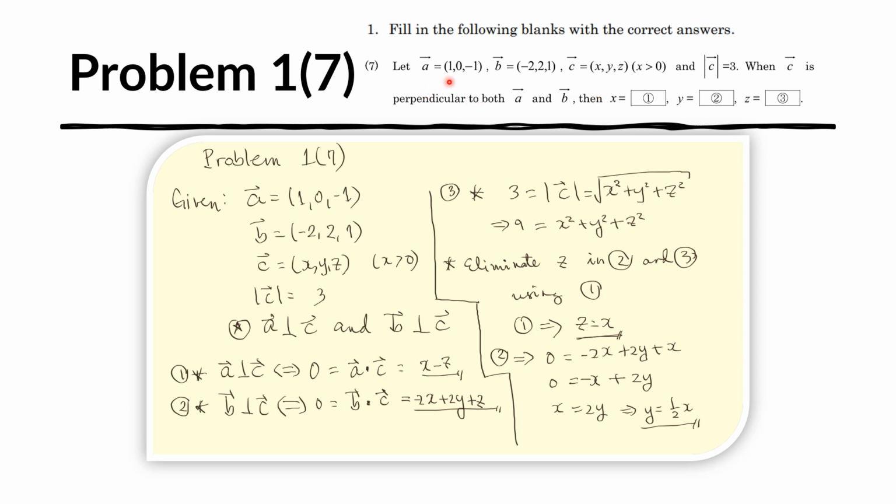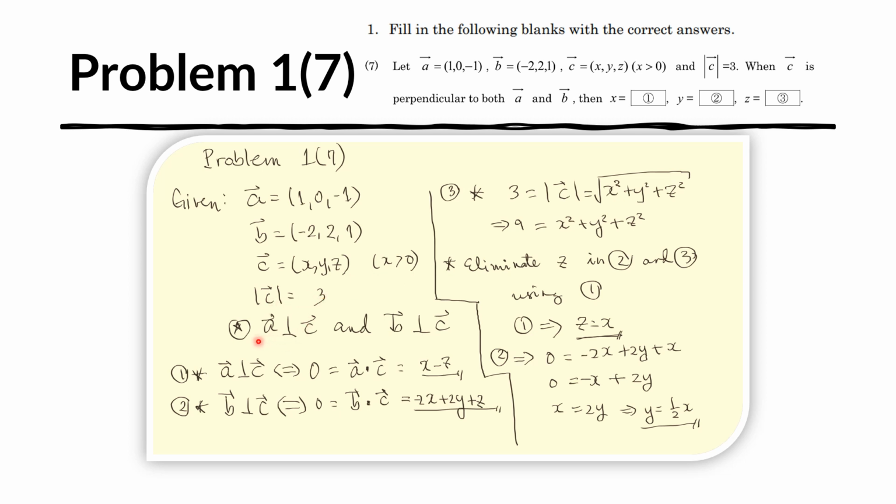Let a equal (1, 0, minus 1), b equal (minus 2, 2, 1), c equal (x, y, z), where x is greater than 0, and the magnitude of c be 3. When c is perpendicular to both a and b, then x equals blank, y equals blank, and z equals blank. For this problem, we just write the given first. This, and this are from the given, as well as this.